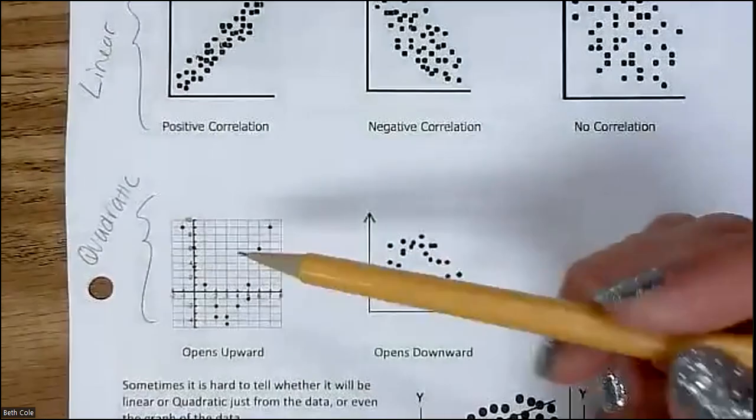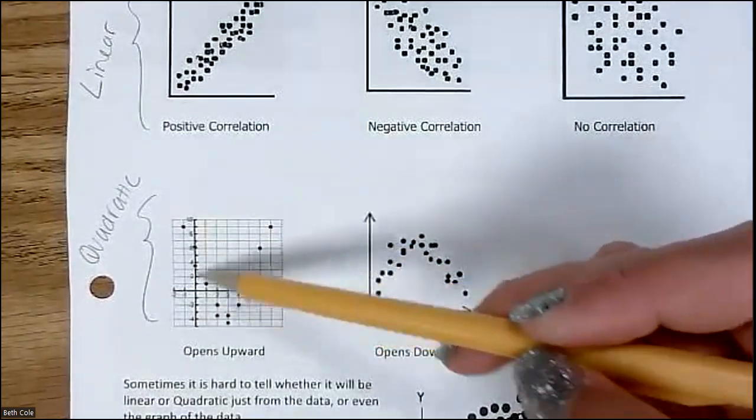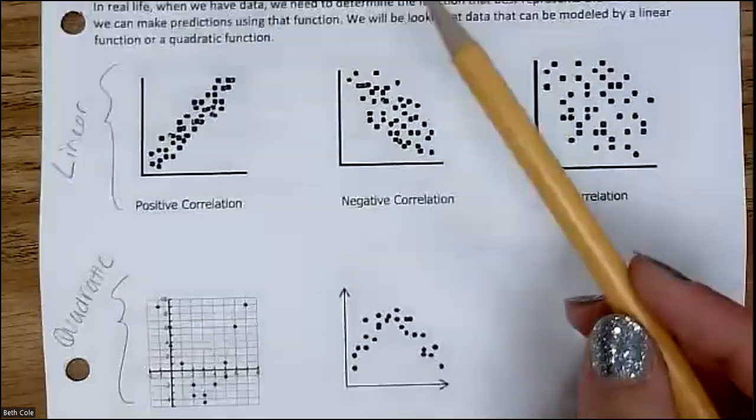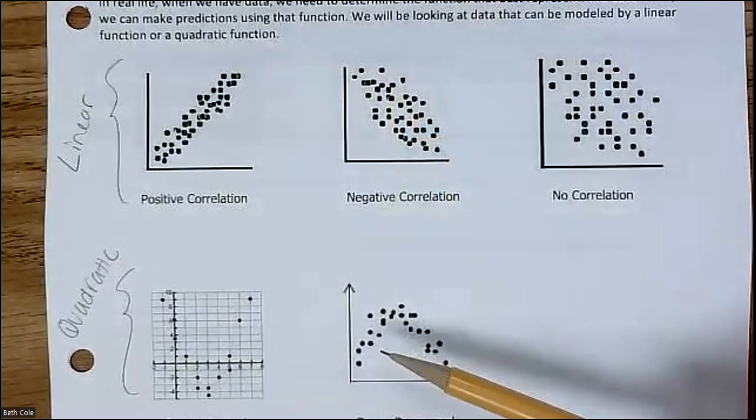Quadratic. So do you see how if you connected these points, it would vaguely make a U shape? Yes, okay, you have to be able to tell the difference. These ones are a line. These ones are the U shape.